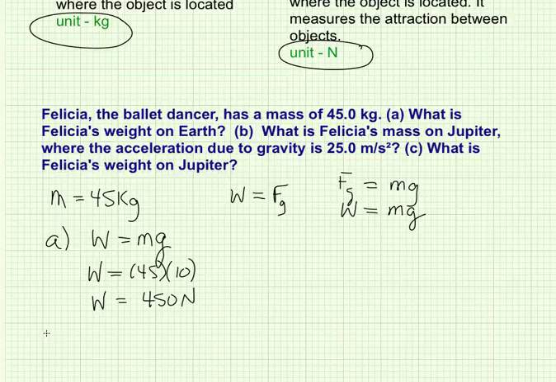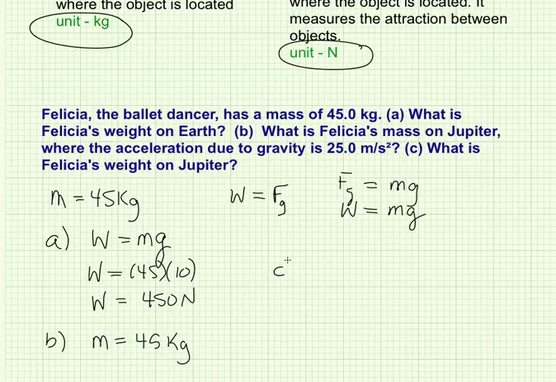Now for part B, we want to find out what Felicia's mass is on Jupiter. So now we're taking her to a different planet where the acceleration due to gravity is a lot larger than on Earth. We want to know what her mass is. Now remember, her mass is independent of where she is, so how much matter there is is still 45 kilograms. The mass is the same no matter where she's at.